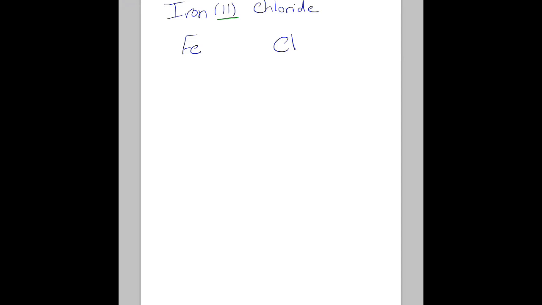So because this is iron(II), what that's telling me is that this iron atom has a charge of 2 positive. And I know that it's going to be positive because iron is a metal, and metals always become cations. Okay, cations are positively charged, so I know that iron is going to become 2 positive.